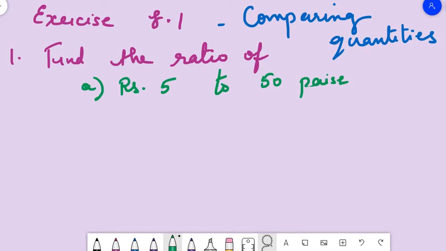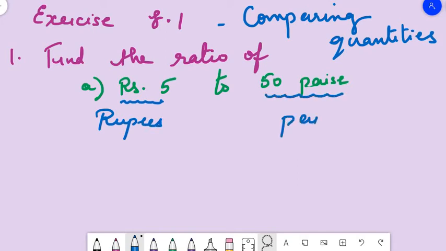So we have to remember a very important thing. In order to compare quantities, the units of those quantities must be the same. What do we mean by units of the quantities? The first number, rupees 5, is expressed in rupees, whereas the second has been expressed in paise. This has to be the same in order to compare two things. So let us convert rupees into paise.